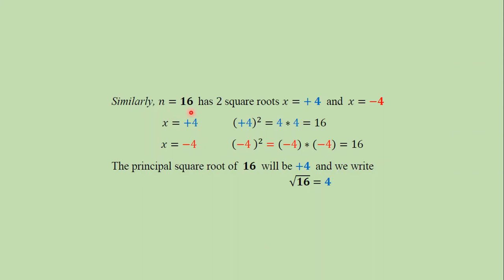So n equals 16 has two square roots, x equals positive 4 and x equals negative 4. If you plug x equals positive 4, then you are getting 16, this n equals 16. And if you plug x equals negative 4, you are getting back again n equals 16. And the principal root of 16 will be the positive one, that means positive 4, and we write square root of 16 equals 4.